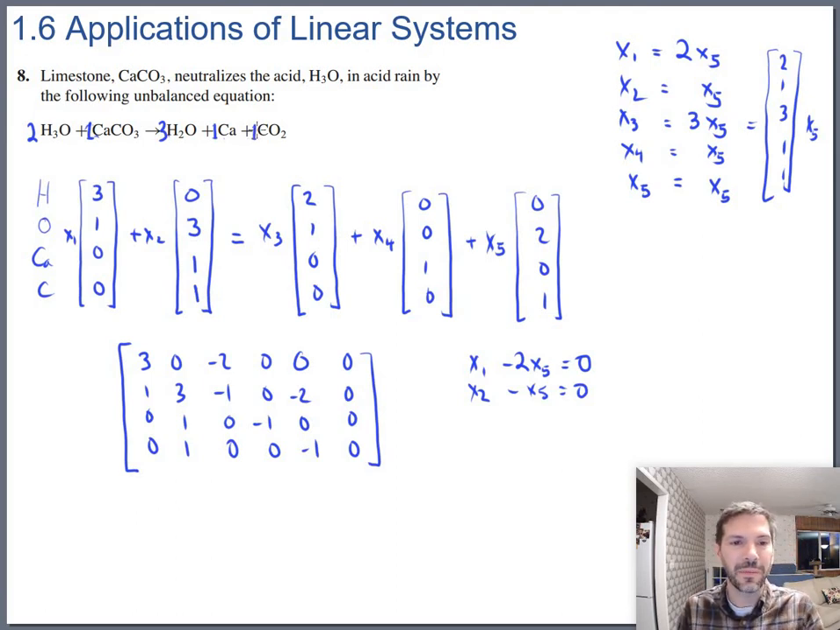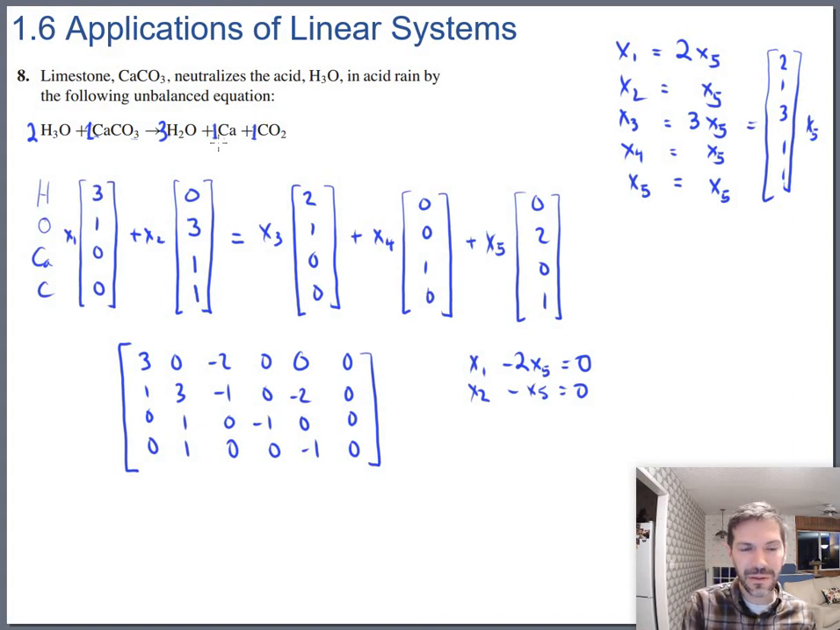Let's just check a couple atoms and see if this really works. So now on the left-hand side, we have 2 of these, so we'll have 6 hydrogen atoms. And on the right-hand side, we've got 3 of those, 6 hydrogen atoms. Looks good. Let's check oxygen. So there's 2 oxygens there and 3 more there. So a total of 5 oxygens on this side. There's 3 oxygens there and 5 there. 5 oxygens on that side. I'll leave it to you to check calcium and carbon, but I think those 2 work as well.